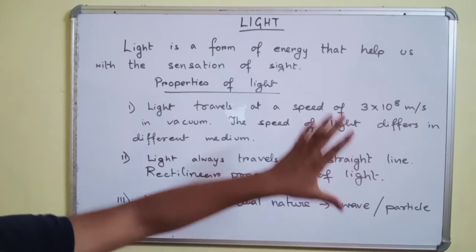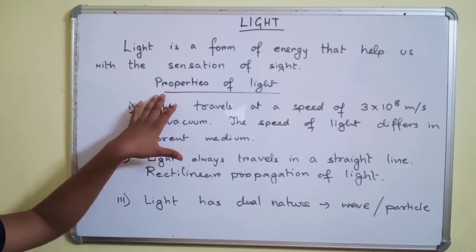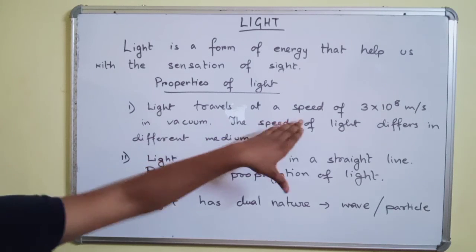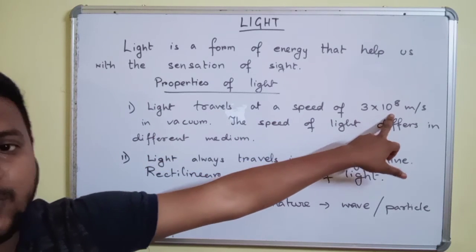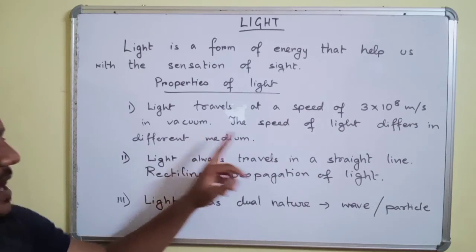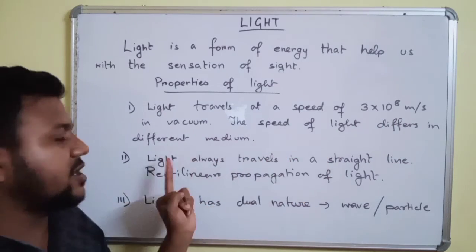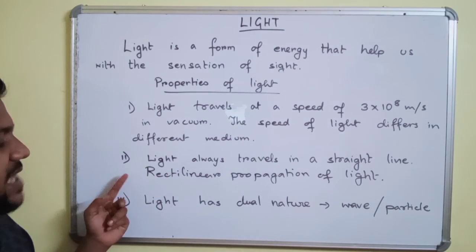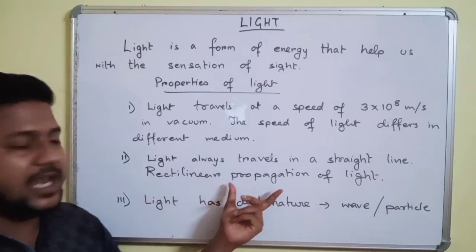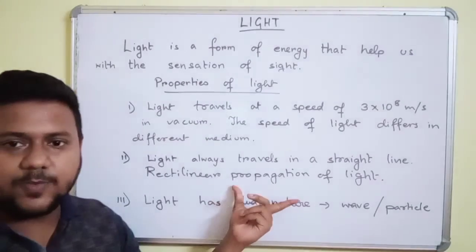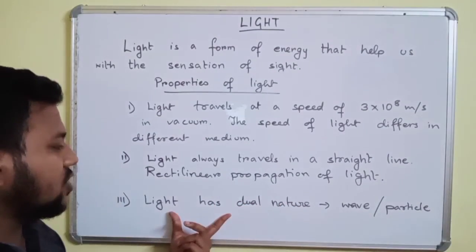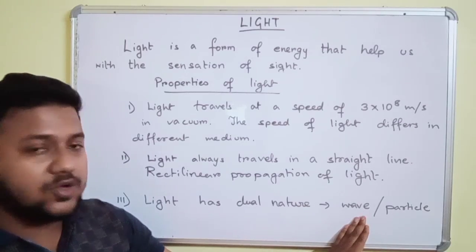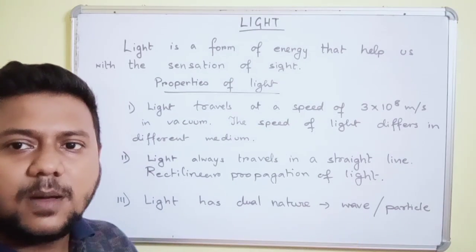Let us first recall this part. Properties of light include 3 main properties. The light speed in vacuum is 3 into 10 to the power 8 meter per second, and the speed of light is different in different medium. In the next property, we have observed that light travels in a straight line, which is also called rectilinear propagation of light. And in the third one, we have learned that light has dual nature, one as a wave and the other as a particle.